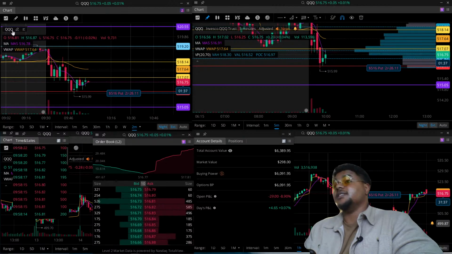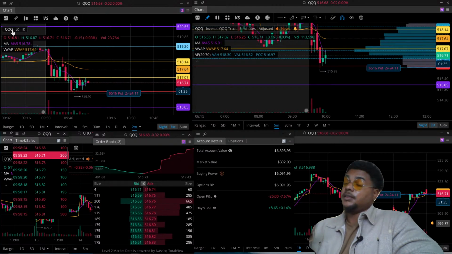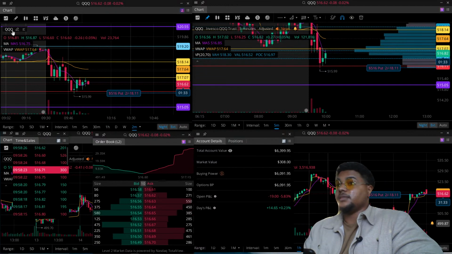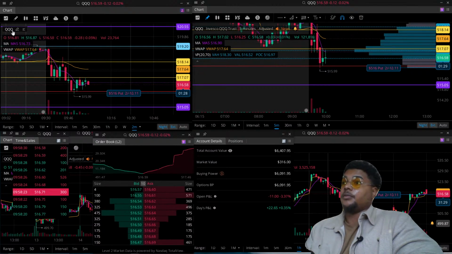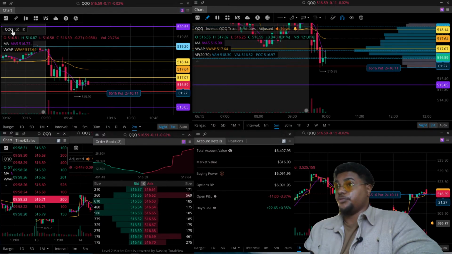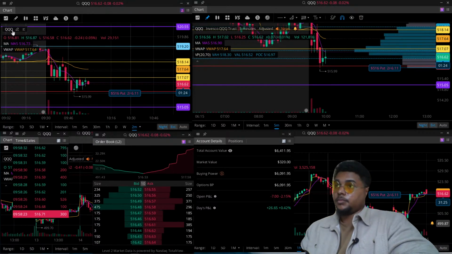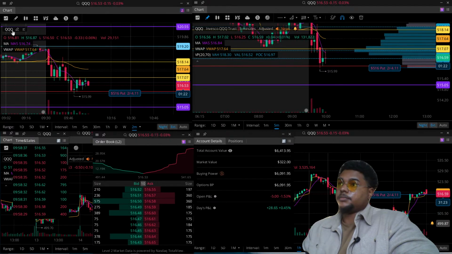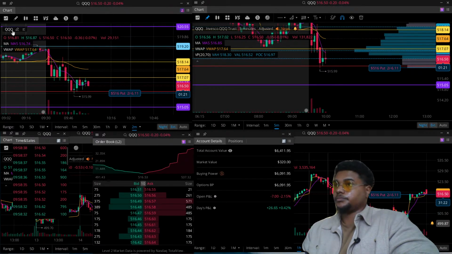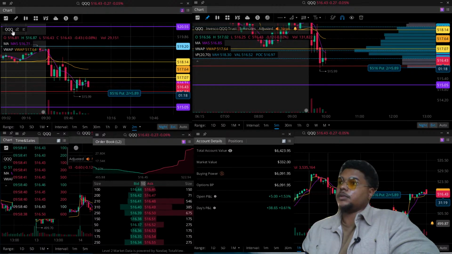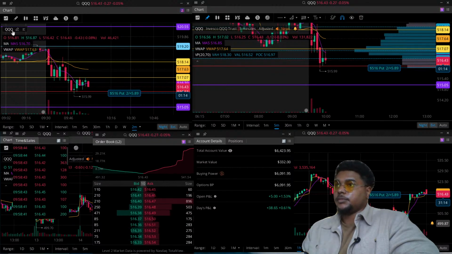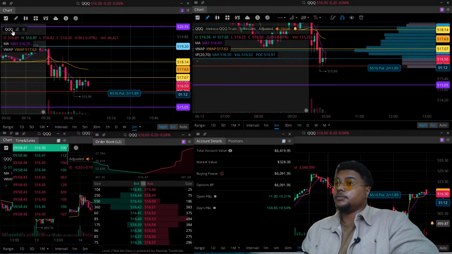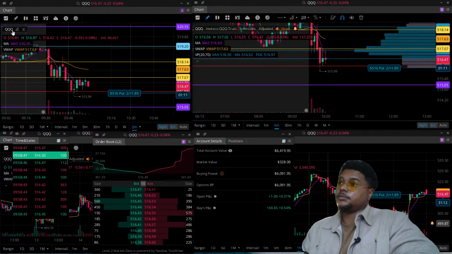So this consolidation to the side can be one of two things, right? It can be a setup for a pop higher, or it can be a setup for a drop lower. So that candle just went lower than the previous candle. So that's a good sign. But we'll see.